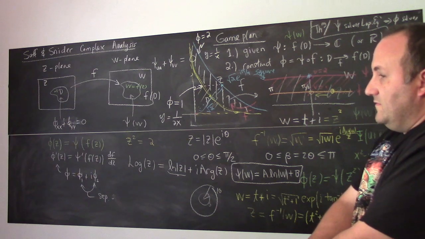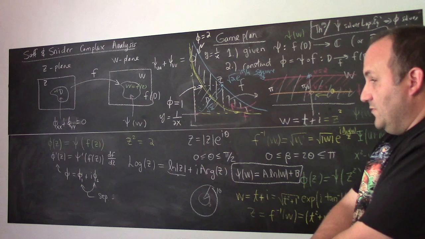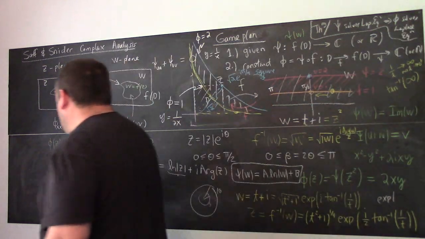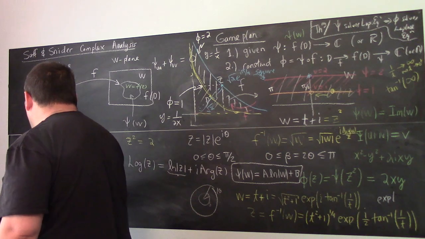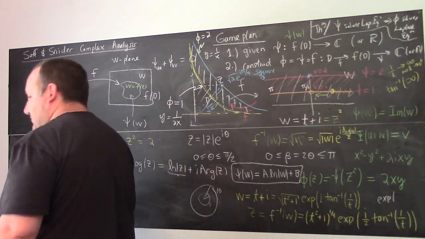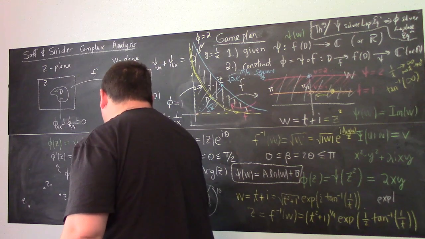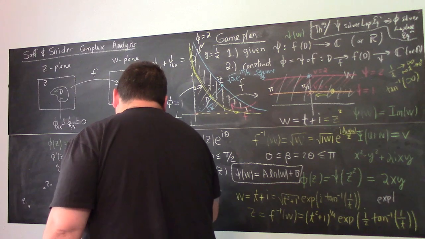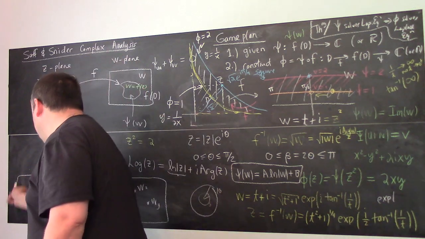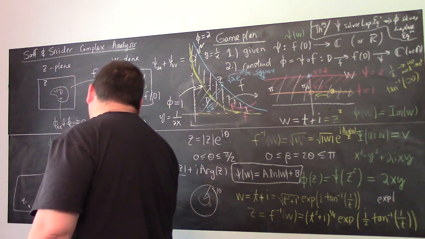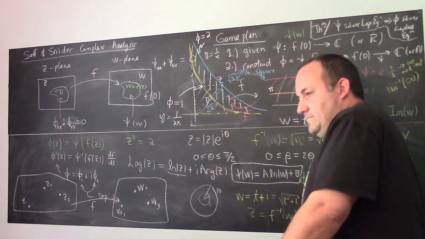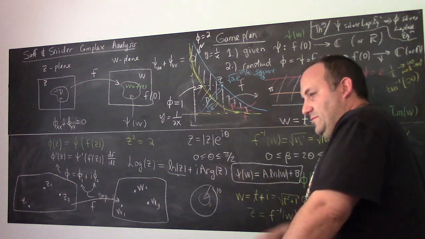What's much cooler though is the fractional linear transformations, the so-called Möbius transformations. Here's the deal. If you pick 3 points in the z-plane, and you pick 3 points in the w-plane, all right? There is a fractional linear transformation that will take that triple to that triple and maintain the ordering of the points.